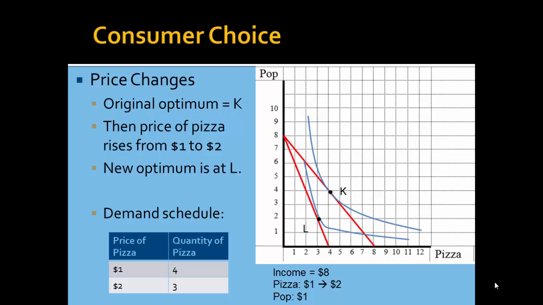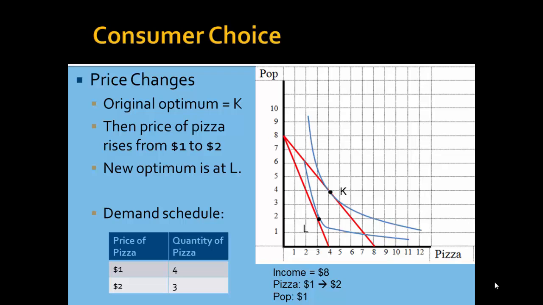So what happens when the price changes? What happens if the price of pizza goes from $1 to $2? Well, as we showed before, this leads to an inward rotation in the budget constraint and a new optimum. In this case, the new optimum occurs at point L, which is a quantity of 3 slices of pizza and 2 pops. So we go from point K to point L, and from here we can derive a demand schedule. We can look at the different optimal choices and observe the price of pizza in both instances, and see that when the price of pizza rose from $1 to $2, our consumption fell from 4 units of pizza to 3 units of pizza.